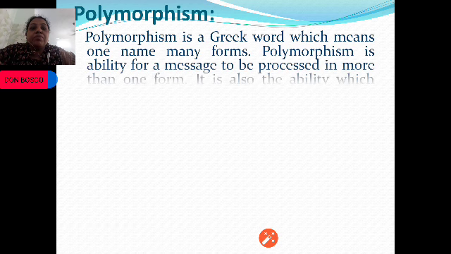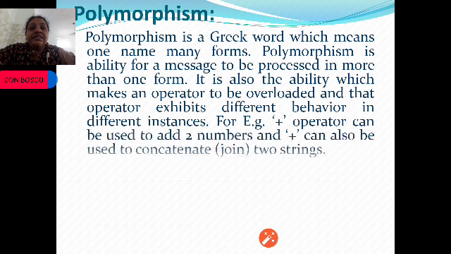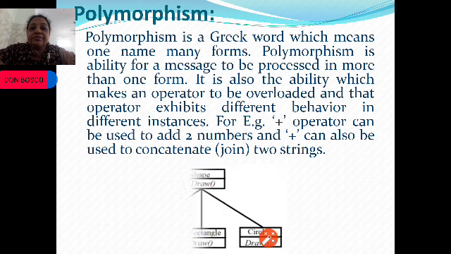Next comes polymorphism. Polymorphism is a Greek word which means one name, many forms. It's the ability to process more than one form. For example, as we know, generally plus is used to add two numbers. By polymorphism, we can make plus add two strings, that is, join two strings.